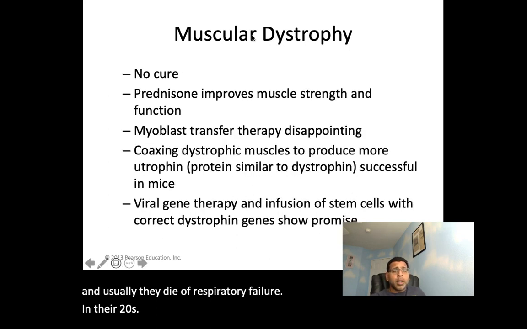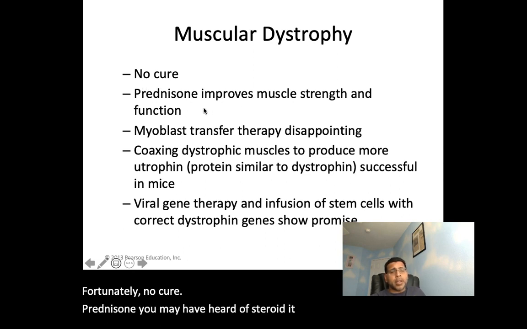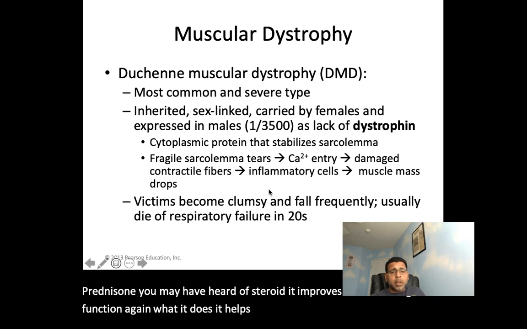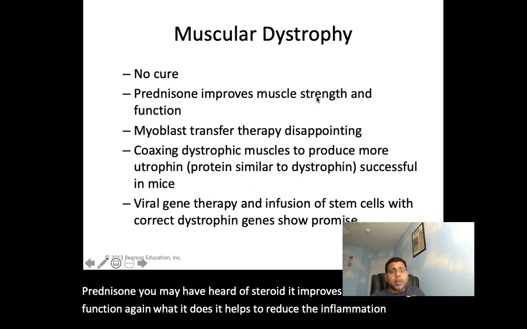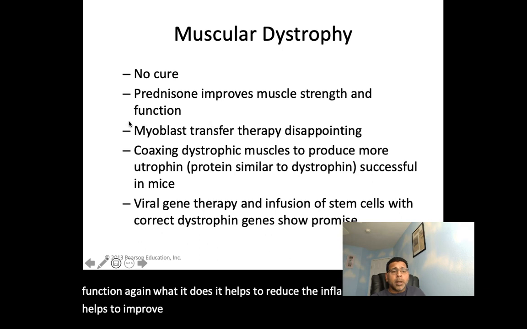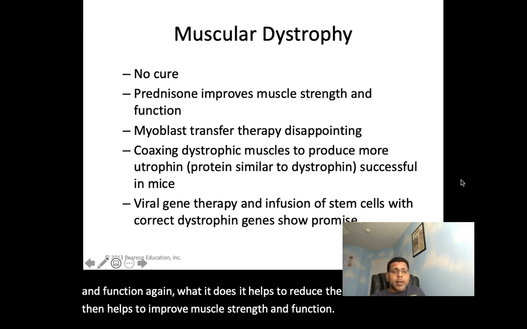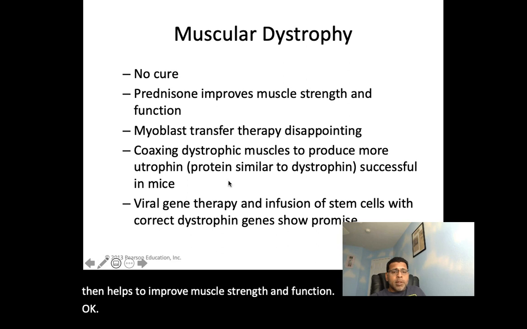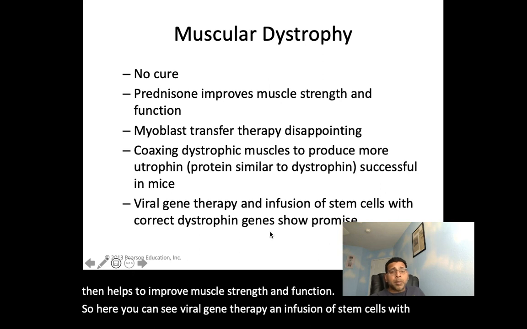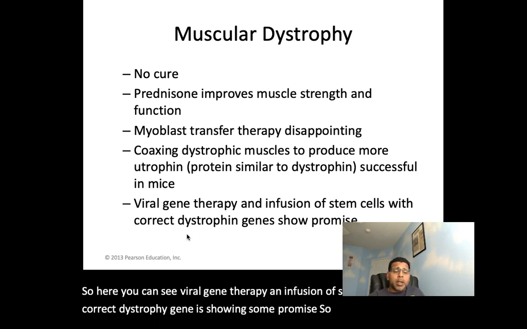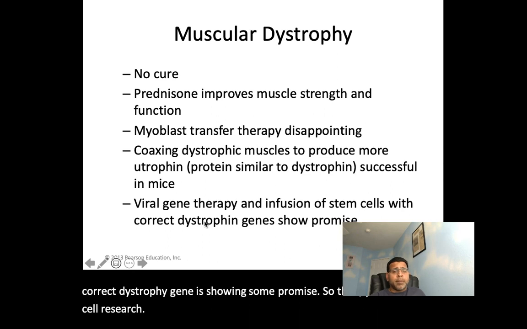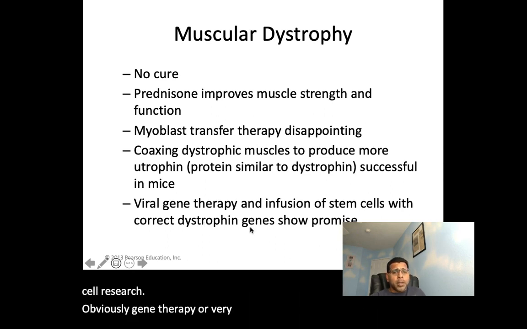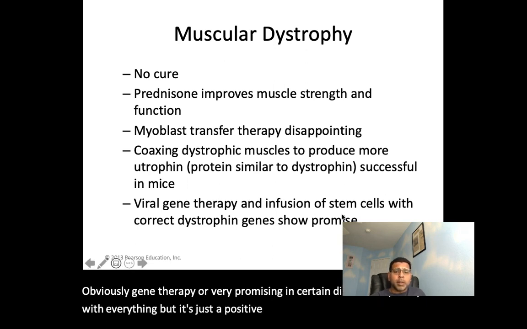Fortunately, there is no cure. Prednisone, a steroid you may have heard of, improves muscle strength and function. It helps to reduce the inflammation, which then helps improve muscle strength and function. Viral gene therapy and infusion of stem cells with the correct dystrophin gene is showing some promise. Stem cell research and gene therapy are very promising in certain diseases, hopefully with everything, but it's just positive thinking from my end.